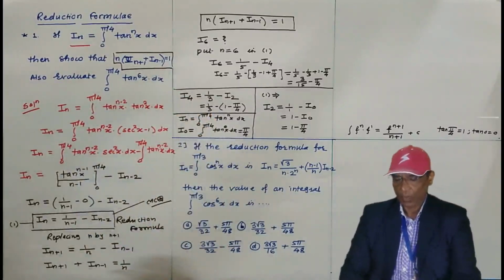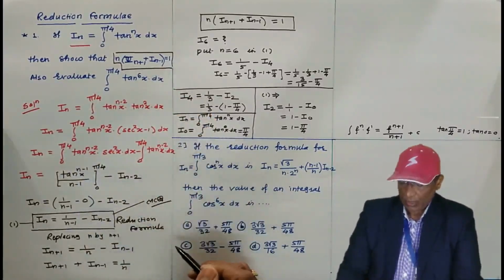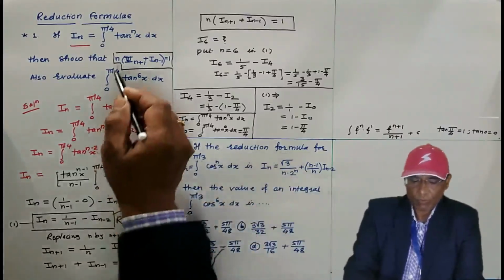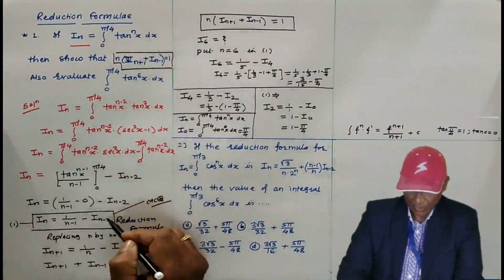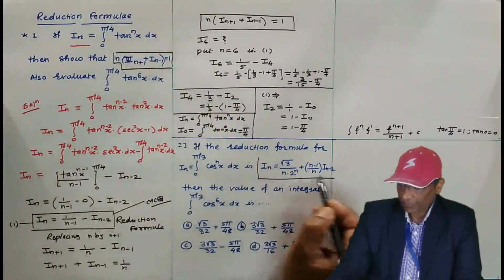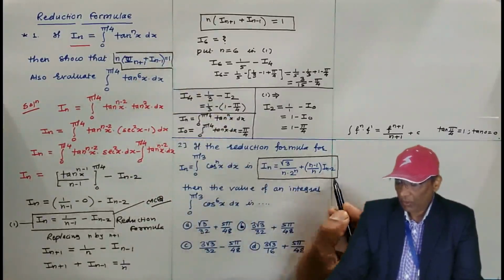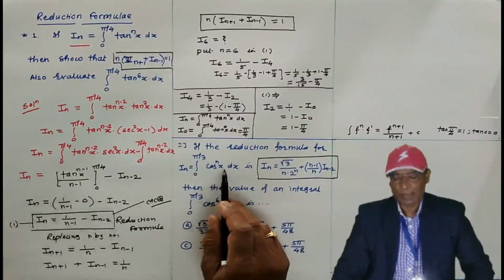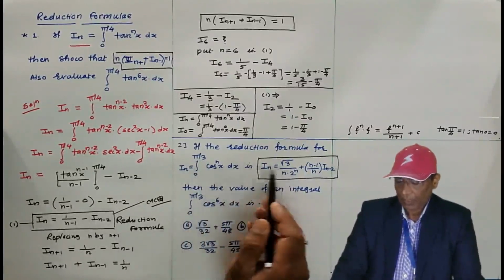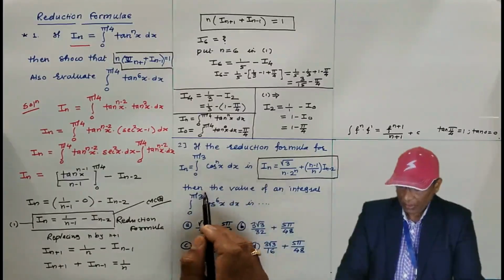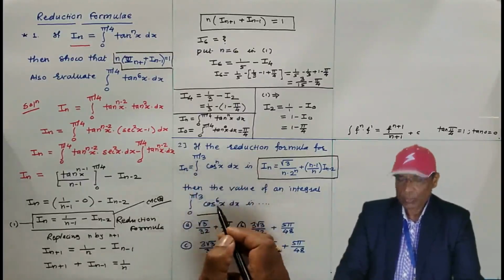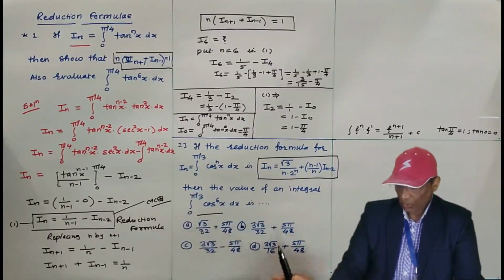Now, the second short answer question, you may call this an MCQ also. Here the reduction formula is given to you. This is the reduction formula for cos raised to power n for the limit 0 to pi by 3. The reduction formula is given, and what we have to find is the value of the integral from 0 to pi by 3 of cos raised to power 6. The options are also given here.